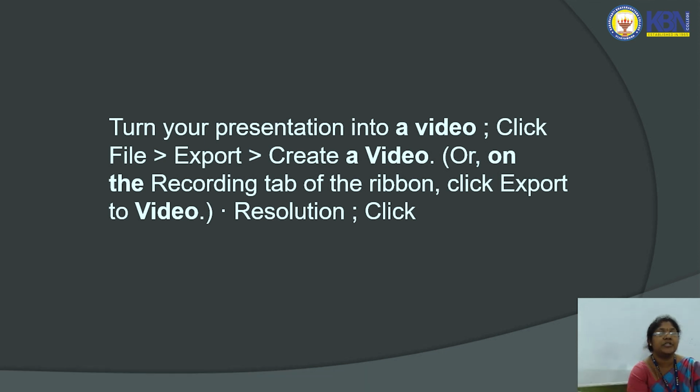After selecting the Create a Video button, or on the Record tab of the ribbon, the Record tab will be present in the ribbon at the top of the window. Click Export to Video. Automatically it will process on clicking. Then the video will be recorded and it can go for a live telecast also. For example, at the time of live video classes, so many people are using this presentation. See, again, turn your presentation into a video. If I want to give a live video, then click File, Export, Create a Video. Then the slides will go live.